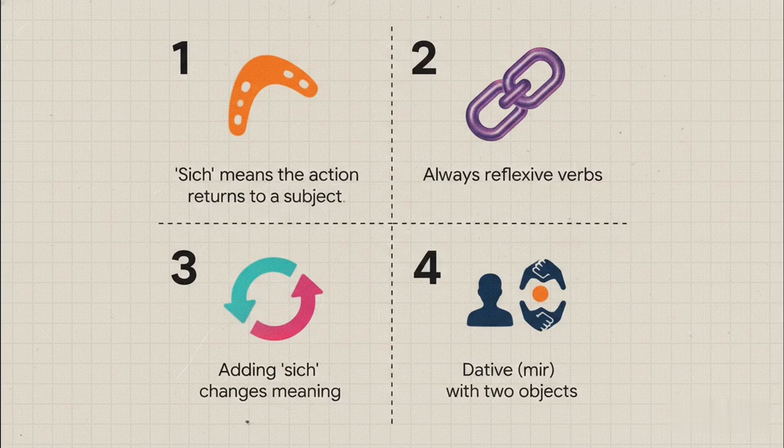Second, remember that some verbs are always reflexive. You can't separate them. Third, adding sich can be a total game changer and give a verb a brand new meaning. And finally, number 4, if you see another direct object in the sentence, remember to switch your reflexive pronoun to the dative, like mir.